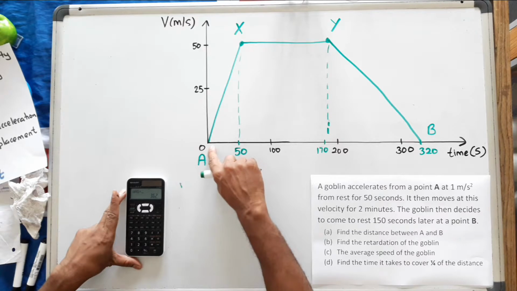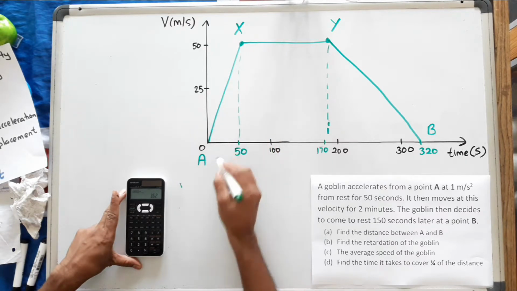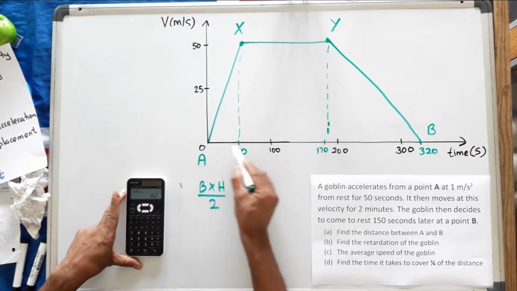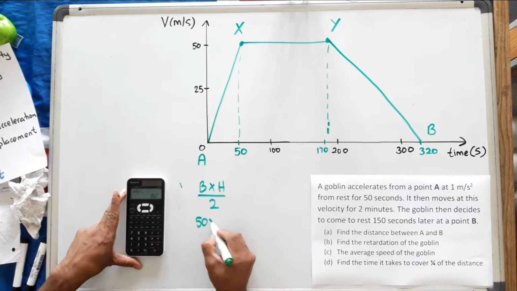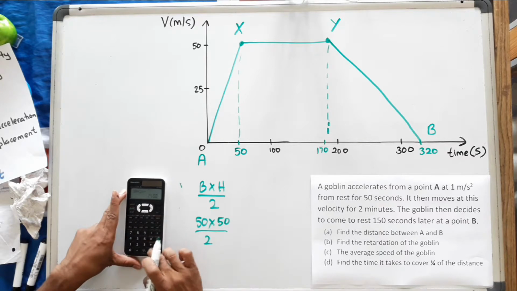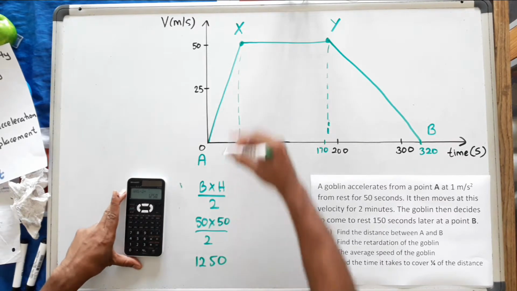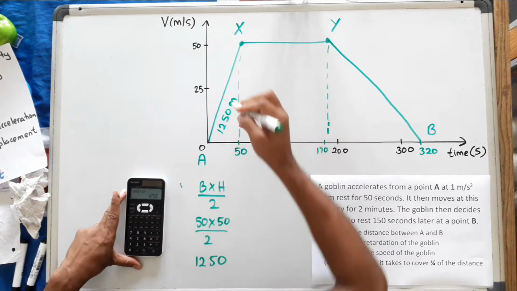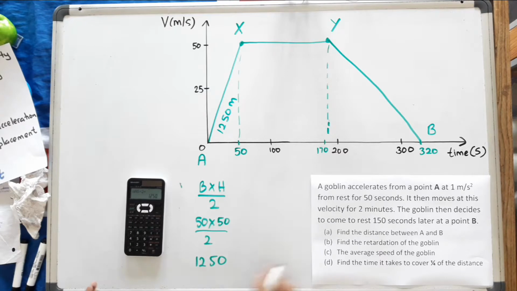Find the area between A and X. Well, it's a triangle. It's base by height divided by 2. The base is 50. The height is 50. And we're going to divide it by 2. 50 multiplied by 50 divided by 2 is 1250. So between here and here is 1250 meters.